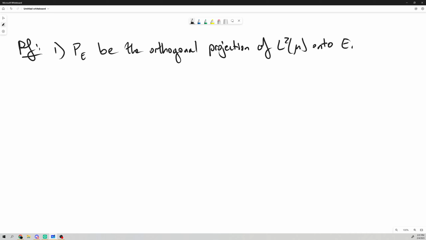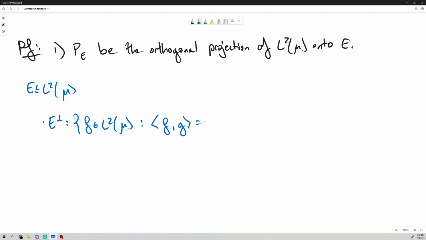Let me state it more formally. If I have E as a subset of my Hilbert space H, we'll just say L2 mu, the set E perp, or the orthogonal complement, is the set of all f in L2 such that the inner product of f with g is equal to 0 for all g in E. You can see how two vectors are orthogonal if their inner product is 0.